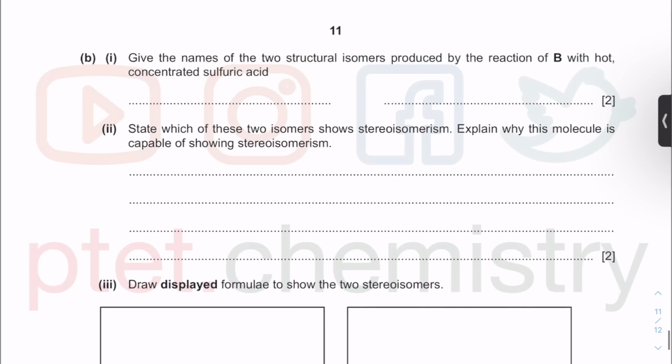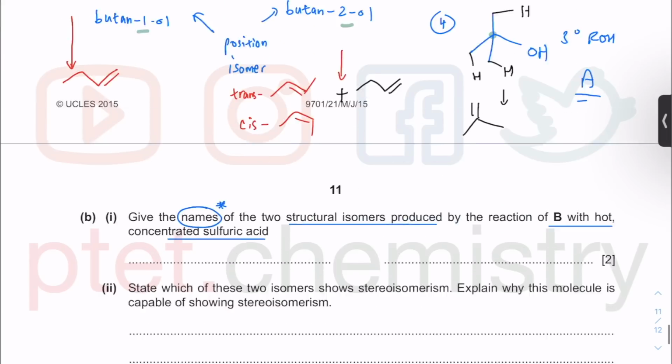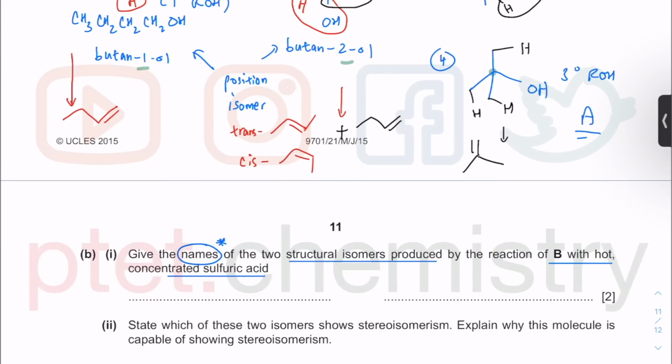We also have this next page there. They want the names of the 2 structural isomers produced by the reaction of B with the hot concentrated sulfuric acid. So the 2 structural isomers are these, not these and these, but these and these.